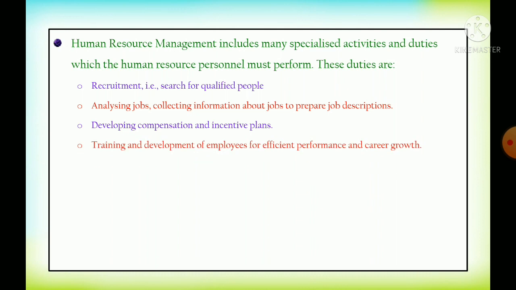Training and development of the people or employees for efficient performance and career growth. Everybody will join the organization for increasing their performance, as well as looking into their career. So to develop their career, the HR team, that is the human resource management, has to train and develop the people for their future purpose.